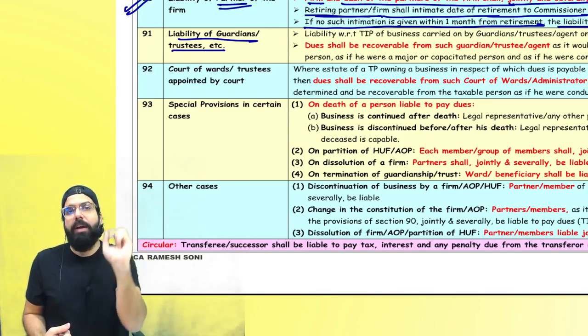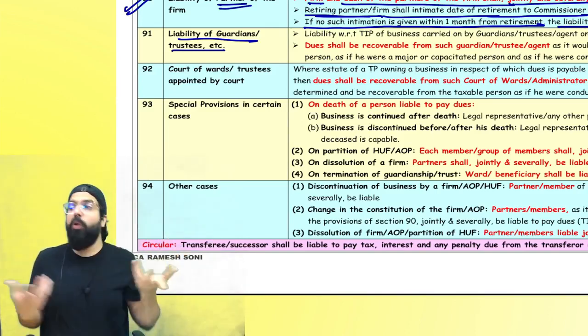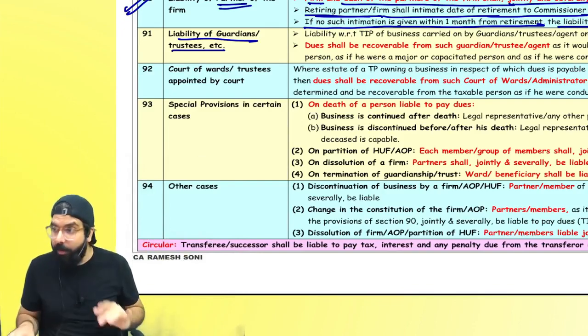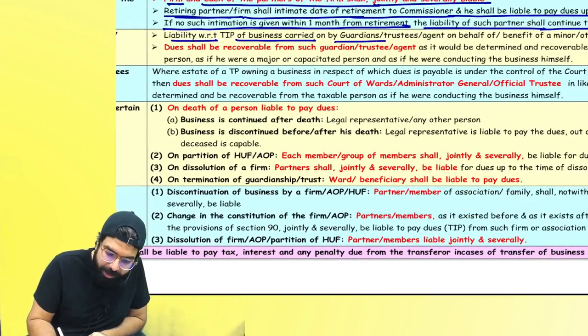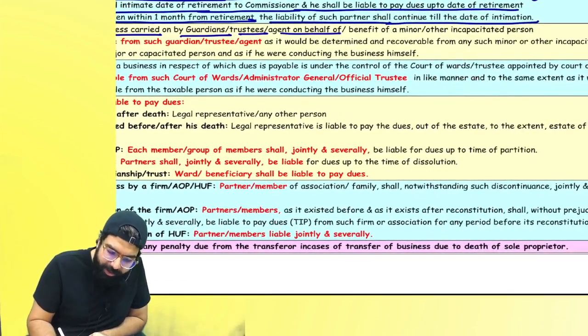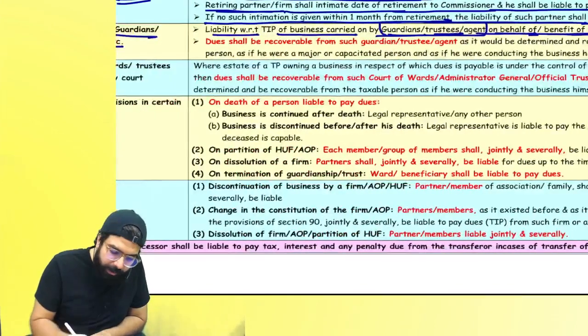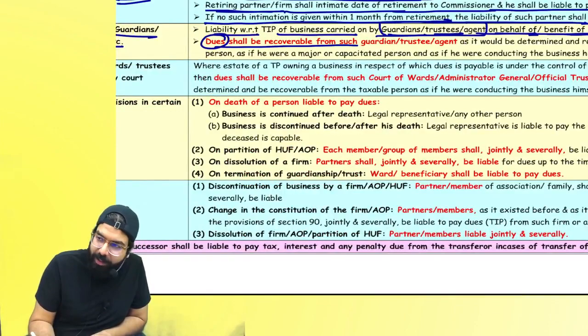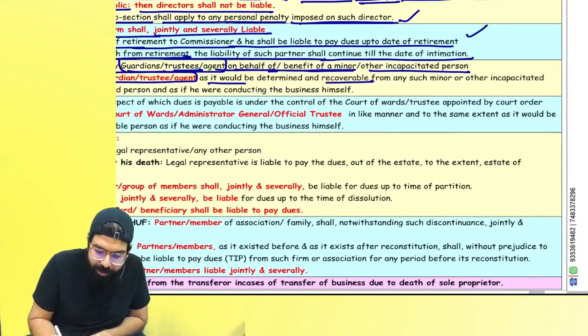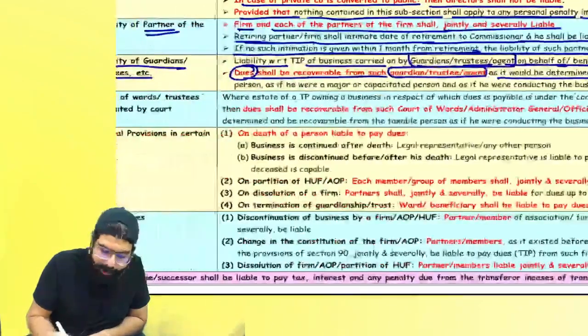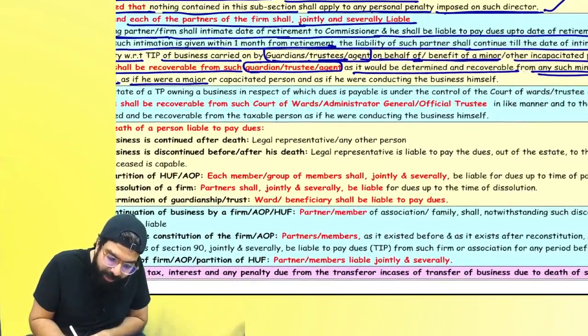Now the trustee or the guardian who is carrying on the business, who will be liable for the dues of the business? Minor? No, it will be the liability with respect to tax, interest, penalty of the business carried on by the guardian, trustee or agent for the benefit of what? For the benefit of, see, who is carrying on? These people are carrying on behalf of the minor or incapacitated person. Dues, meaning tax, interest, penalty, shall be recovered from whom? Guardian, trustee or agent, as it would have been determined and recoverable from such minor or incapacitated person as if he was a major or capacitated person.